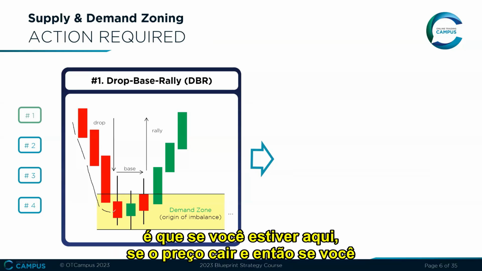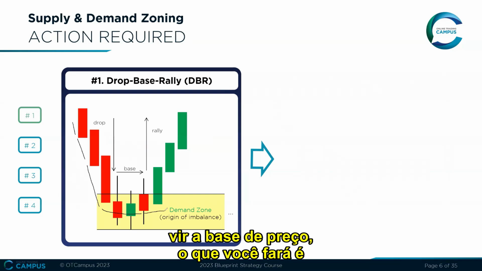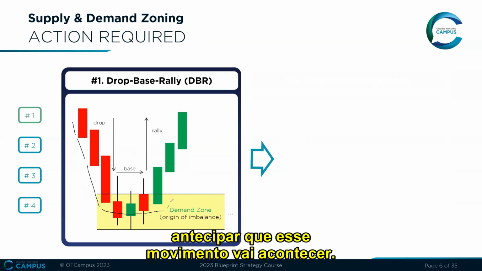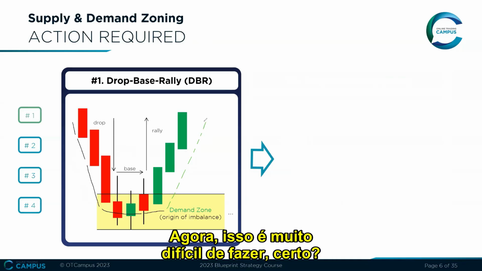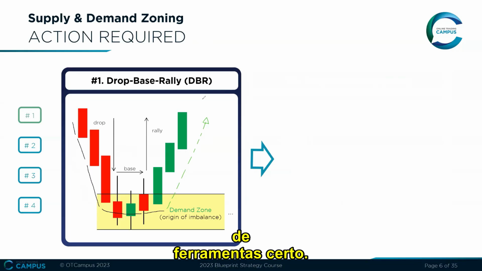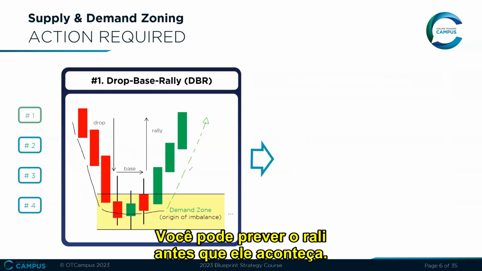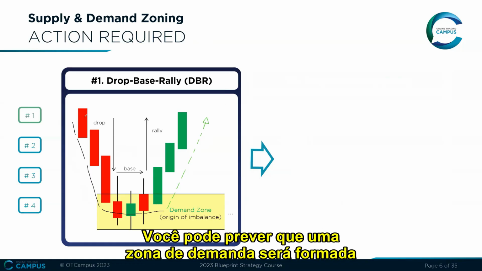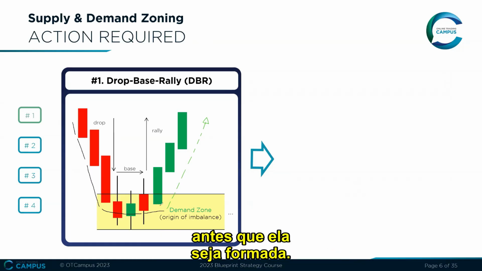Well, one may argue that what we're going to do is, if price comes down, and then if you see price basing, you're going to anticipate that this move is going to take place. Now, this is very difficult to do, right? You may be able to do that if you apply the right fundamental set of tools. You may be able to predict the rally before it happens. You may be able to predict a demand zone to be formed before it's being formed.